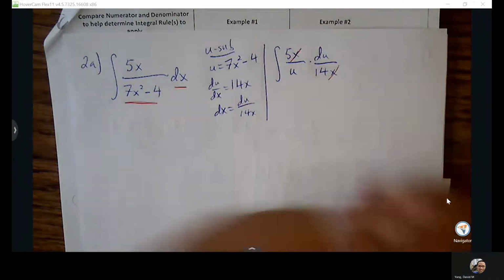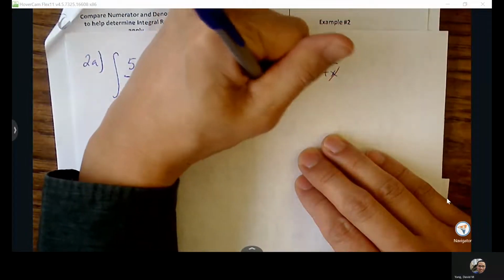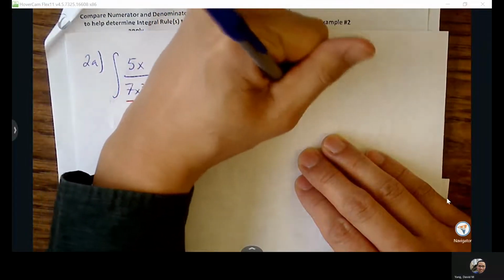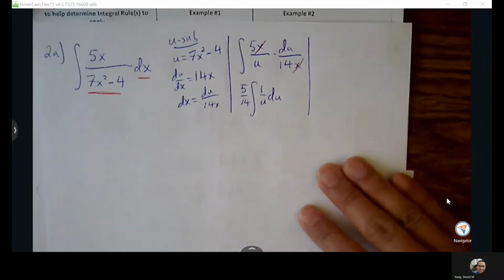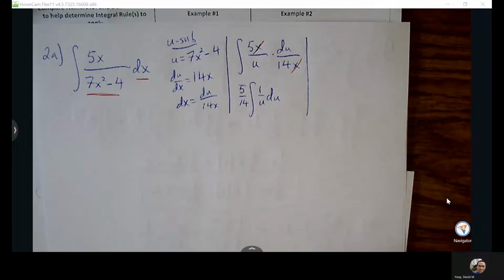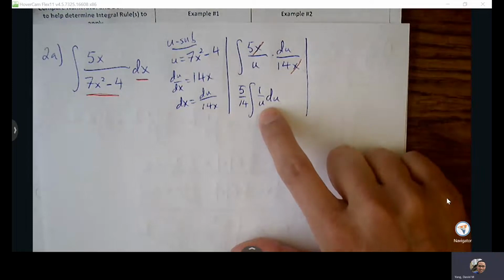Okay, got the x's to go away. Push the 5/14 out in front. This is 1/u to the first power, so we know that's natural log.